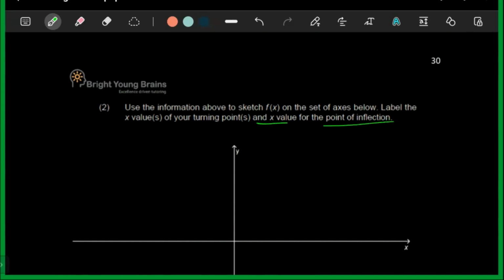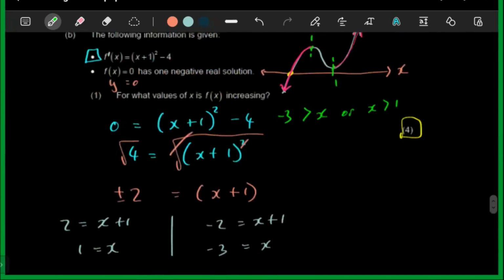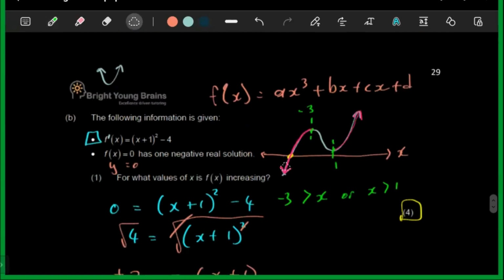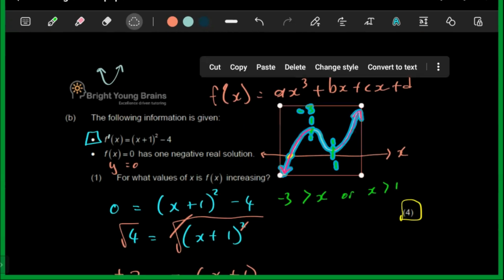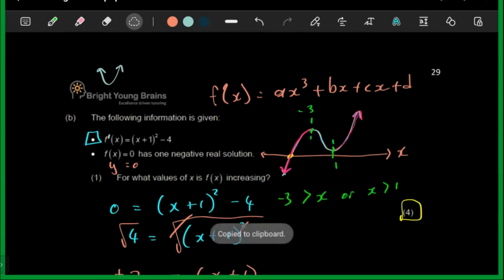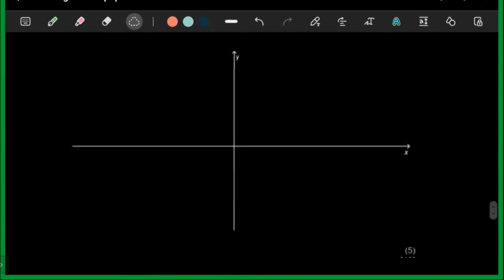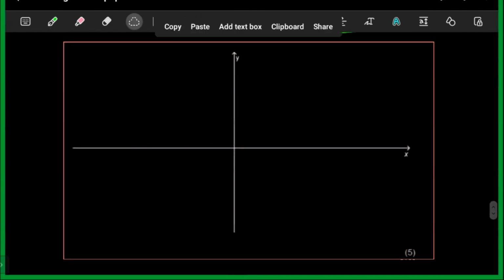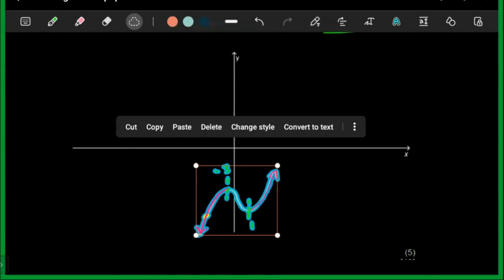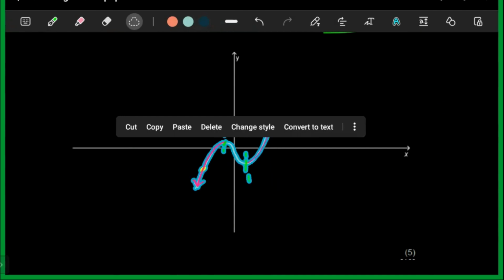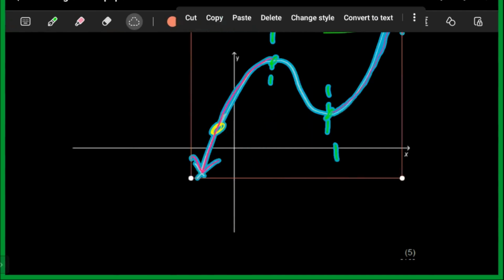So the x value of the point of inflection is just an x value that is in the middle of our two turning points. We have already done this question in the previous one. So this is 5 marks. It's going to be easy 5 marks because we already drew the graph to help us work out what we were working out. So this graph, since our turning point is at, let's say, negative 3, right?